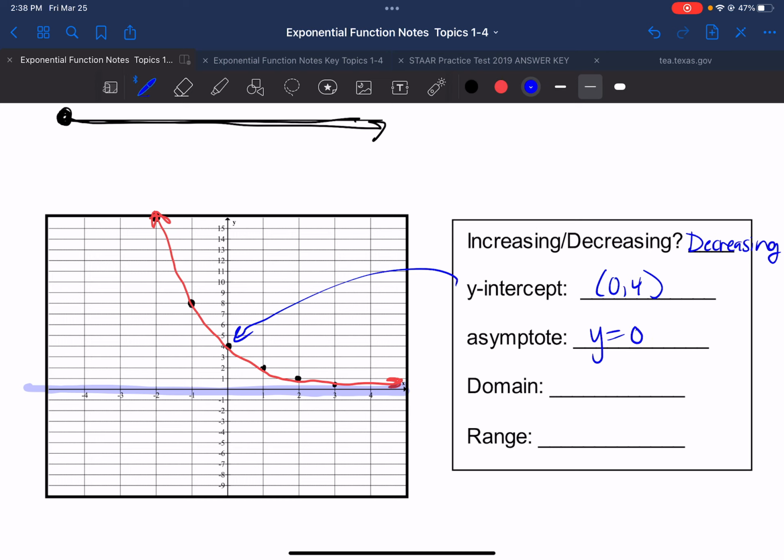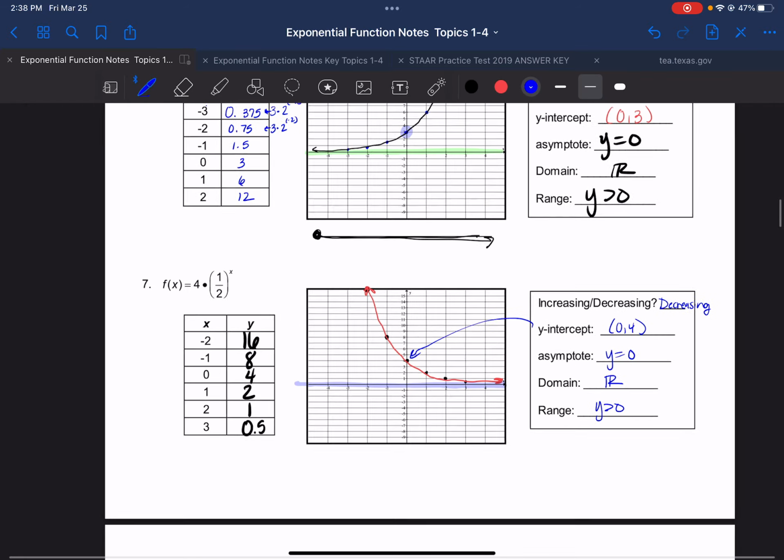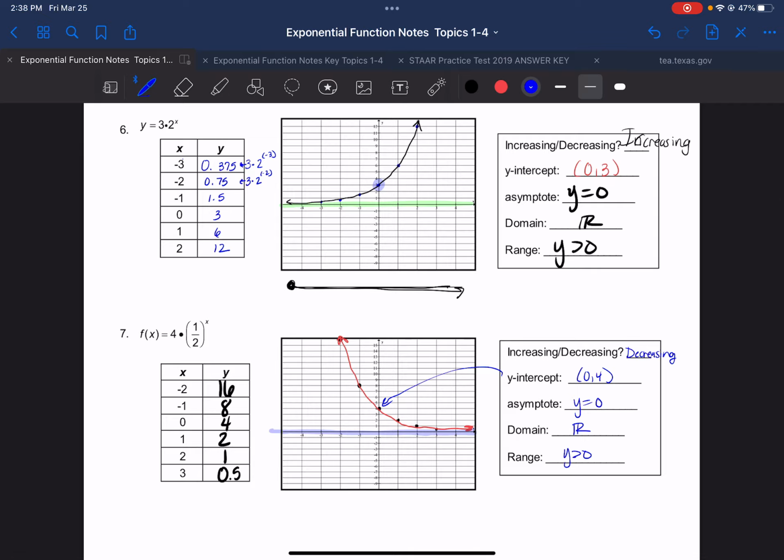My domain is all real numbers. And my range, how high and how low. Well, this seems the lowest that it will go, and it never touches 0, and it goes all the way to positive infinity. So y values must be greater than 0. Bam. All right. So this is the difference between an increasing graph and a decreasing graph.